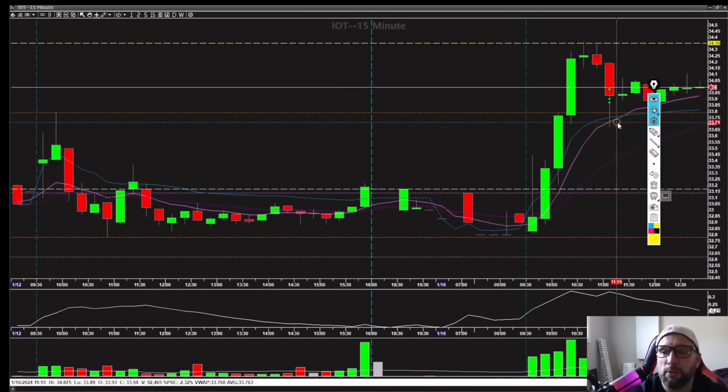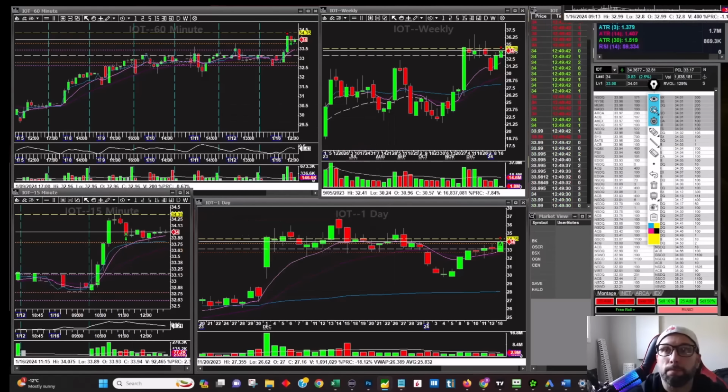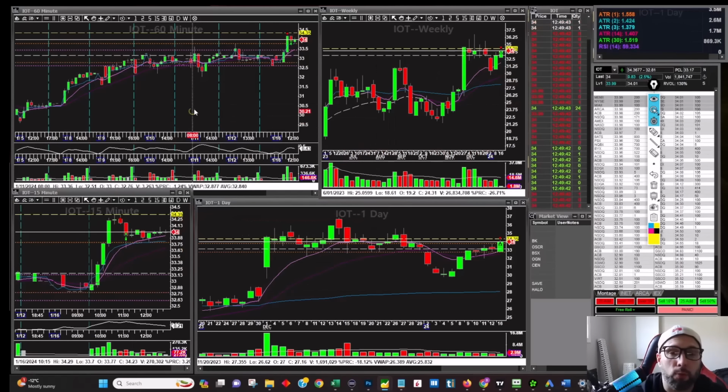I could have, obviously you can see here, held it to VWAP, which would have given me a little bit better move, another 25, 30 cents. I still hit daily goal with this, and I'm happy with the trade, happy with the management. And this is it. It was just one trade for me today.